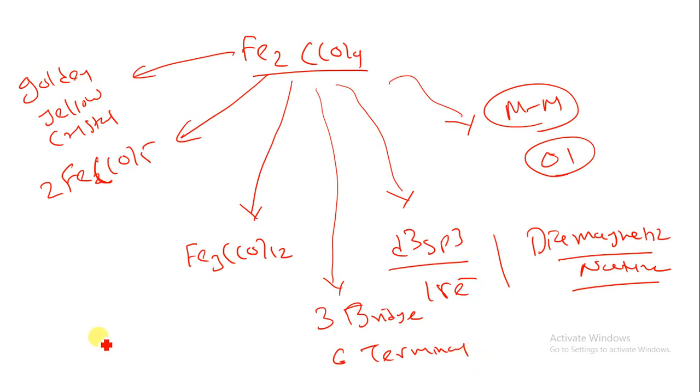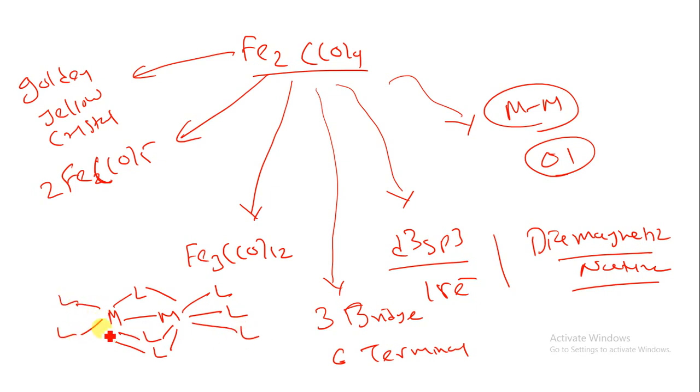Okay, so what is this structure? Here I am having metal, here I am having a metal, this is CO ligand, this is CO ligand, here I am having ligand, ligand, ligand, ligand, ligand and ligand. Okay, so by that way you can practice.